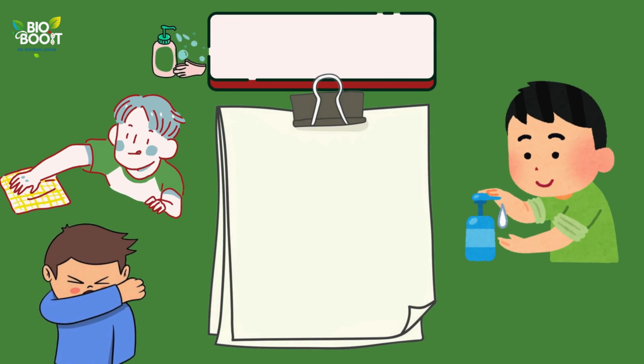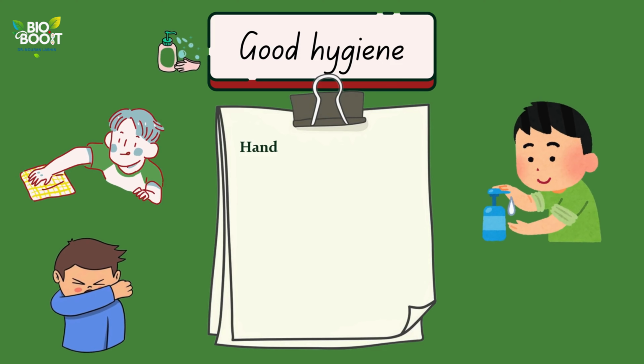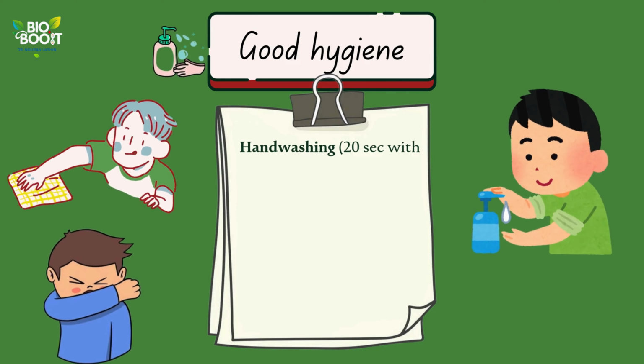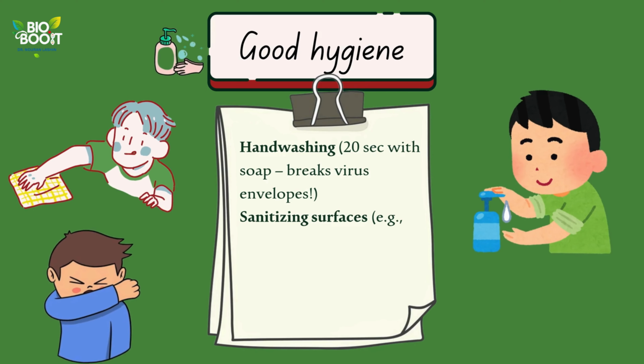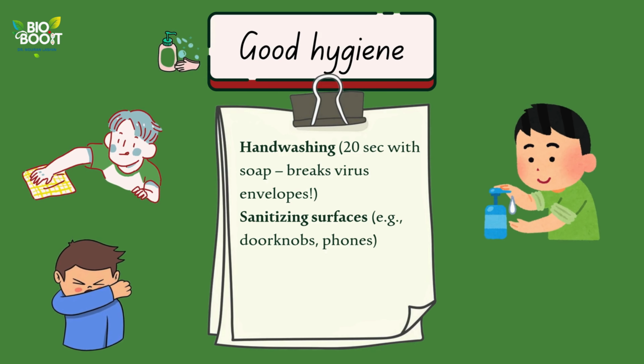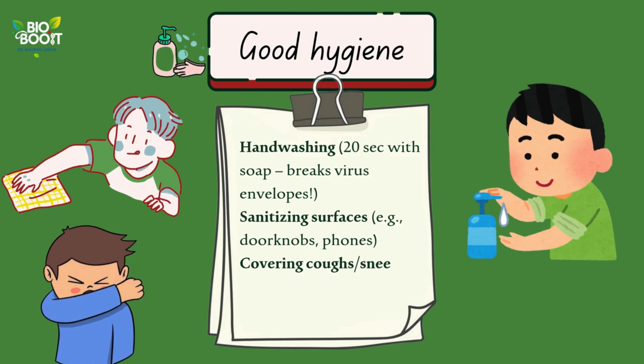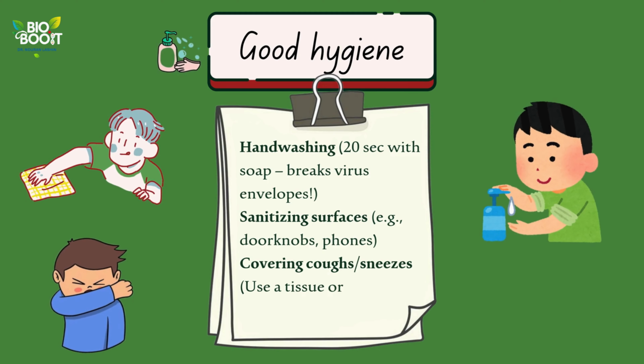Our everyday habits are a huge defense. Hand washing, 20 seconds with soap. Sing happy birthday twice. Soap breaks the virus's outer coat. Sanitizing surfaces, keeping things clean. Covering coughs and sneezes. Catch it in a tissue or your elbow, not your hands.